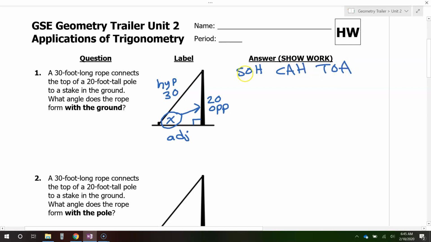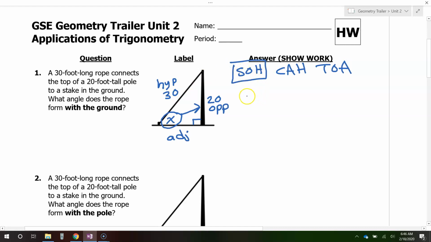All right. This acronym reminds us that sine is opposite over hypotenuse, cosine is adjacent over hypotenuse, and tangent is opposite over adjacent. The question is, which one do we use for this problem? Well, what are the two things that we are dealing with? Which two sides do we have? Well, 30 is the hypotenuse and 20 is the opposite side. So opposite and hypotenuse, that is this one.